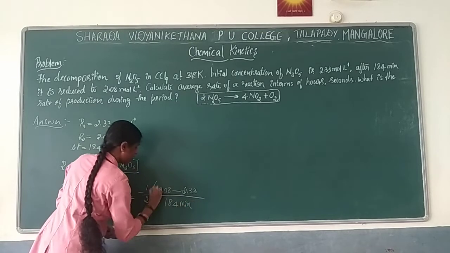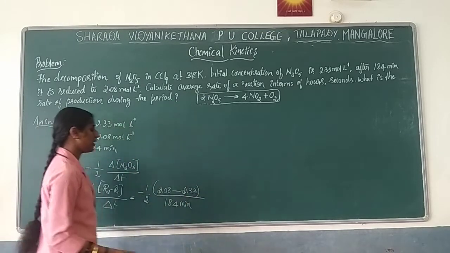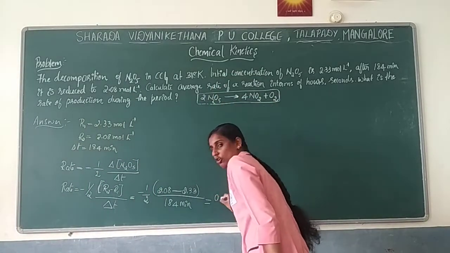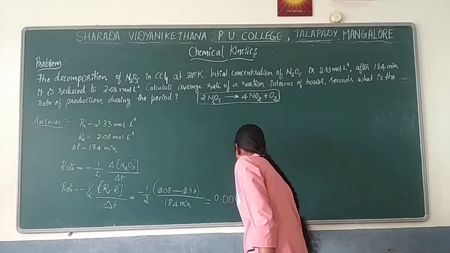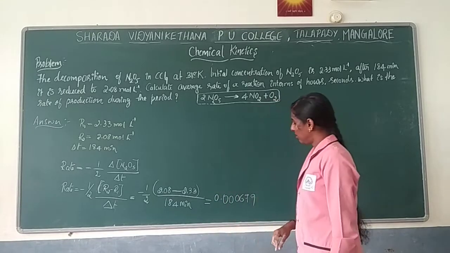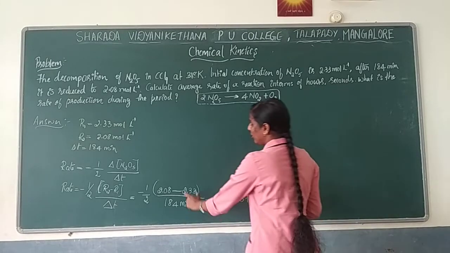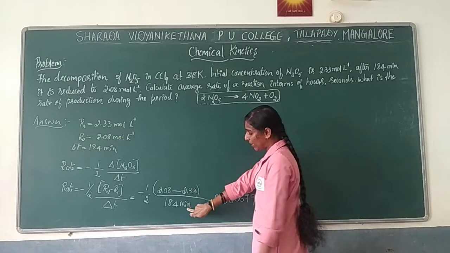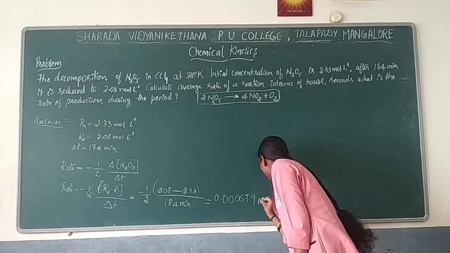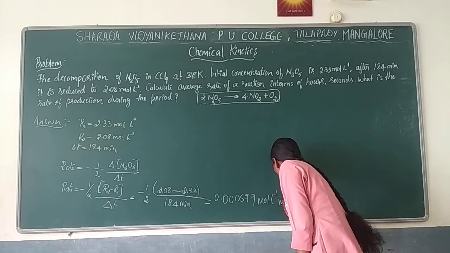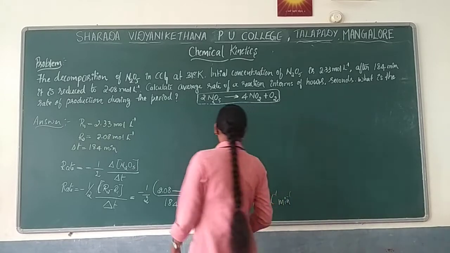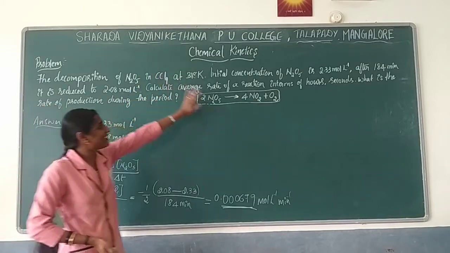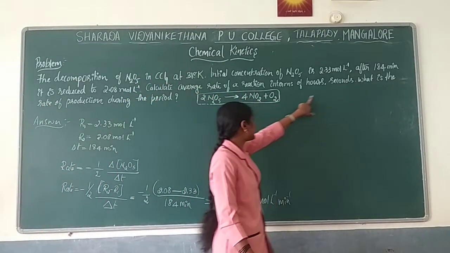Direct substitution. So calculate the answer whatever you will get over here. Just write it down. So when you calculate, you will get the value 0.000679. Okay, now the unit is mole per liter as well as with respective time, in the sense minutes. So when it goes up, per minute will come. So the unit will be mole per liter per minute. So this is the value for average reaction.